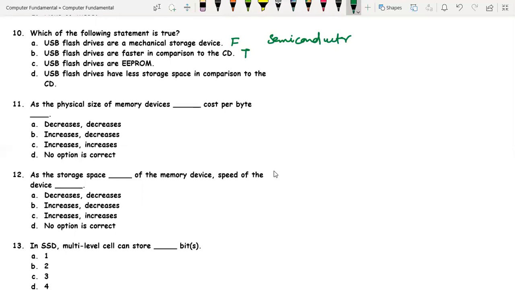USB flash drives are EPROM. No, it's false. This is a flash ROM. USB flash drives have less storage space in comparison to the CD. No, that is also a false statement. So the true statement is B.